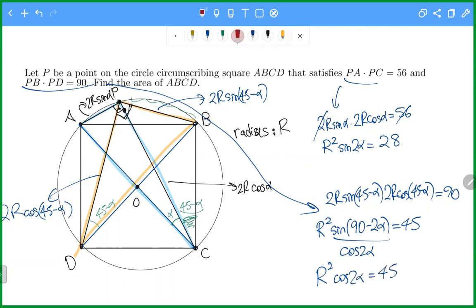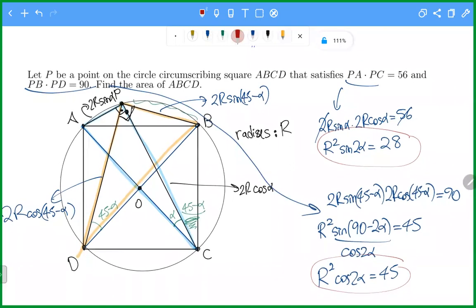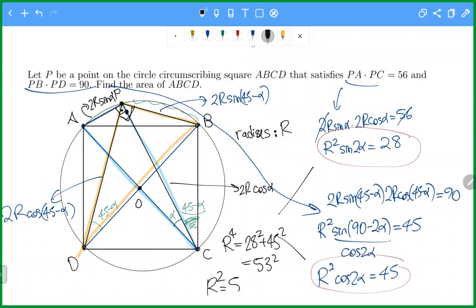Right. Next, if I just square those two identities and add them up, I obtain R to the 4 equals 28 squared plus 45 squared. And this is indeed 53 squared. And this gives me that R squared equals 53.